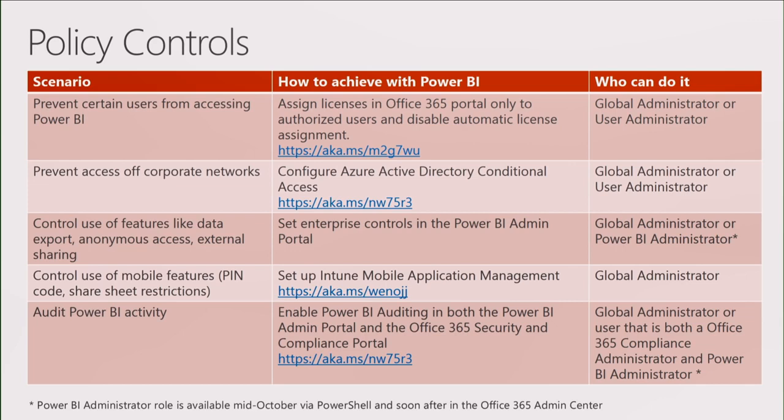You can turn off a bunch of the features of Power BI. So for example, if you don't want publish to web to be enabled so people can't share outside the organization, you can turn that off, all within the Power BI admin portal. You can set up a bunch of mobile features using mobile application management to enforce pins or to prevent sharing to apps like Facebook, because, I don't know, many people don't want their data on Facebook, surprisingly. And then finally, you can audit Power BI activity through the Office 365 auditing portal.